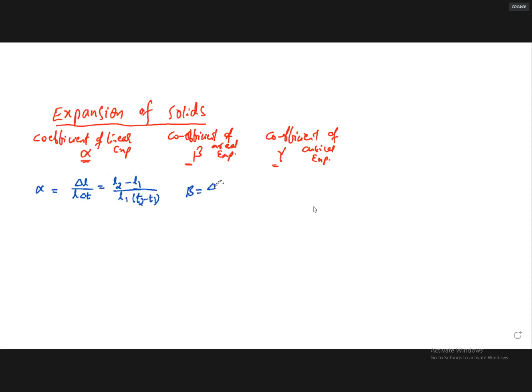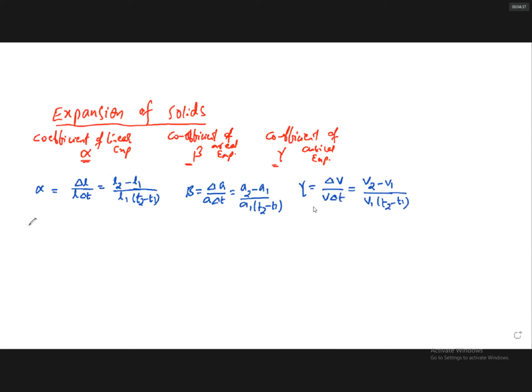Beta can be defined as delta A by A into delta T, or A2 minus A1 by A1 into T2 minus T1. The cubical expansion we define as change in volume by original volume per unit rise in temperature, where V1 and V2 are the volumes of the solid at T1 and T2 degrees Celsius. So we write gamma as V2 minus V1 by V1 into T2 minus T1.